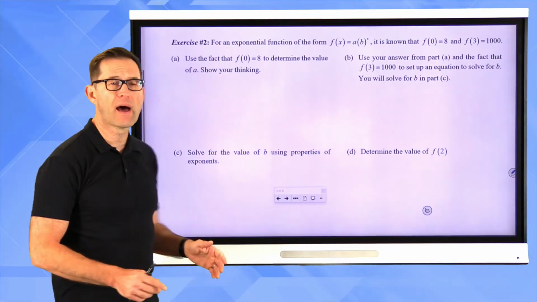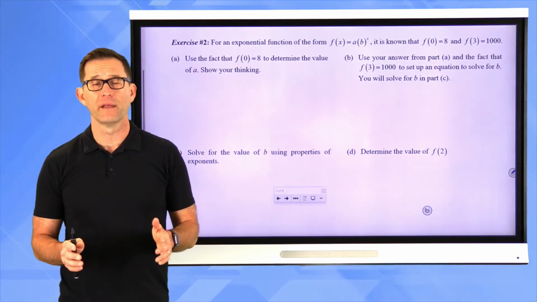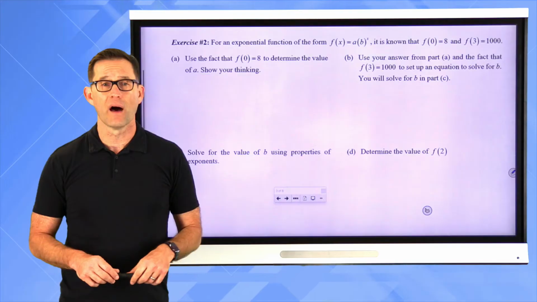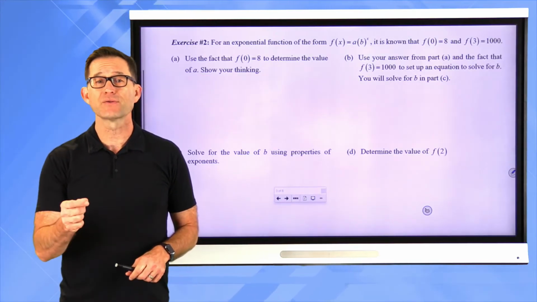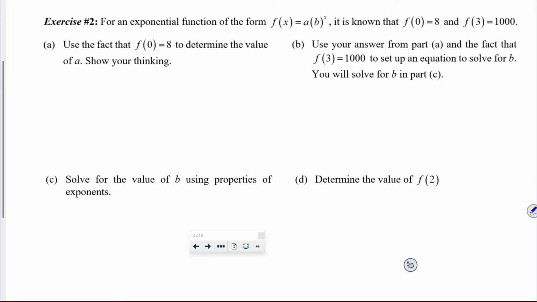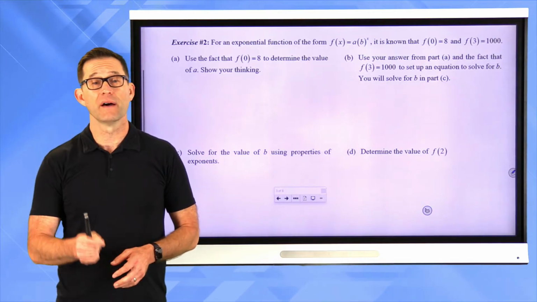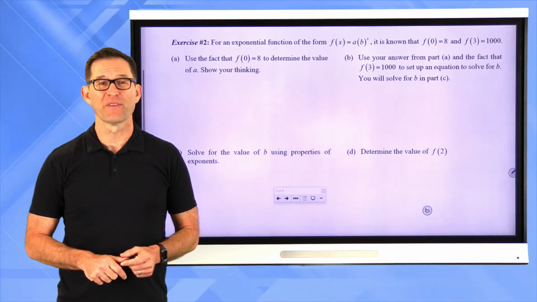Make sure that you have a graphing calculator handy because we're going to be using that a lot in today's lesson. Exercise number 2. For an exponential function of the form f of x equals a times b to the x, it is known that f of 0 is equal to 8 and f of 3 is equal to 1,000. Letter A. Use the fact that f of 0 is equal to 8 to determine the value of a. Show your thinking. All right, this should be easy enough. Pause the video and let me know what the value of a is.